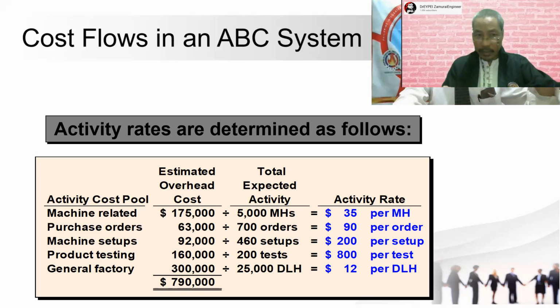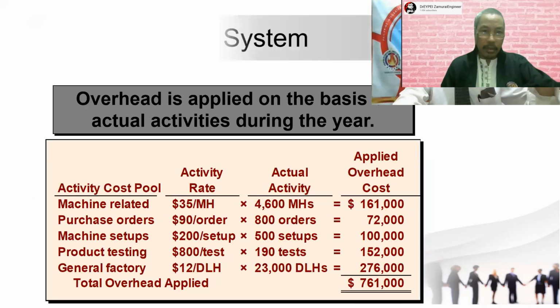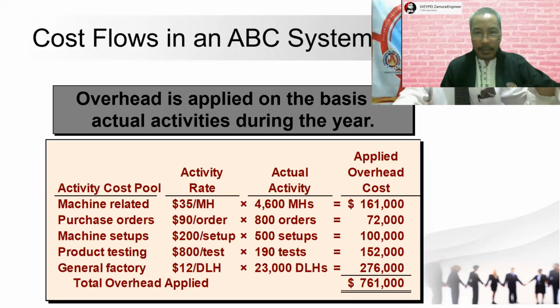As shown here, one company has $800, which is very high compared to other costs of overhead. Okay. So overhead is applied on the basis of actual activities during the year. So we have application of overhead cost.